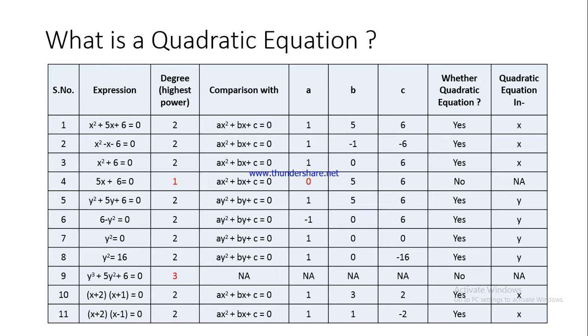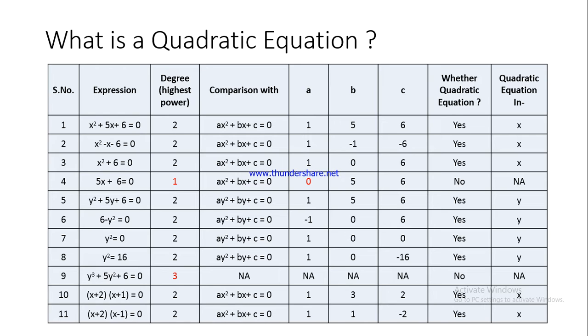Likewise is the case for sixth, wherein the equation is in y, so it's a quadratic equation in y, and you will have to rearrange these terms. 6 minus y square is equal to 0. You can rearrange it, so you can write it like this: minus y square plus 6 is equal to 0, and this way you'll understand, comparing it with ay square plus by plus c, that a is equal to minus 1, b is equal to 0 because there is no y term, and c is equal to 6. So this again will become a quadratic equation.